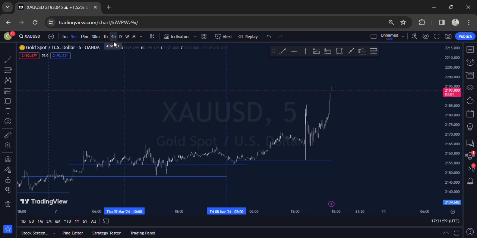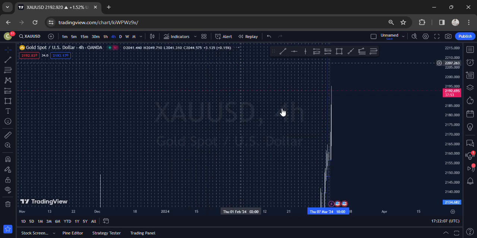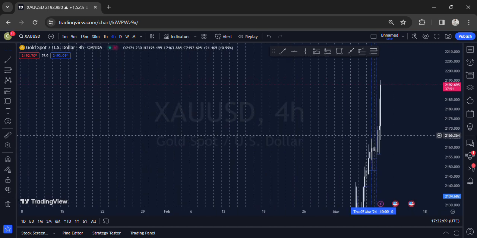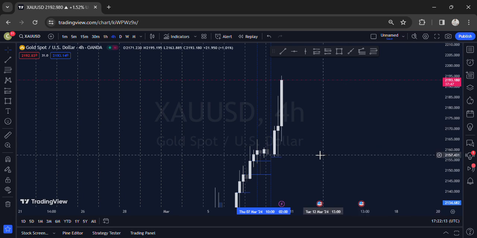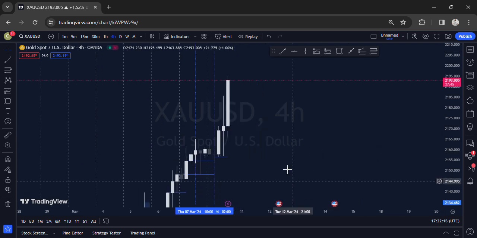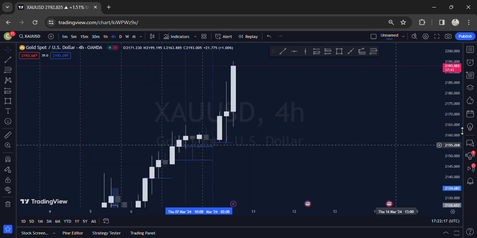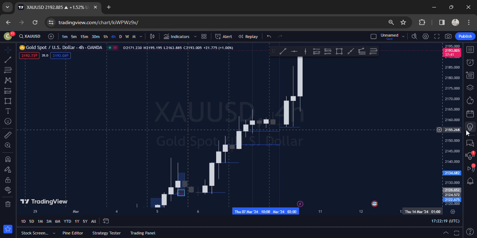But as usual, we take our normal 80 pips. I will leave the bracket. There was a news today that gave us this huge buy, and that's just it for this week, guys. We had like four trades.